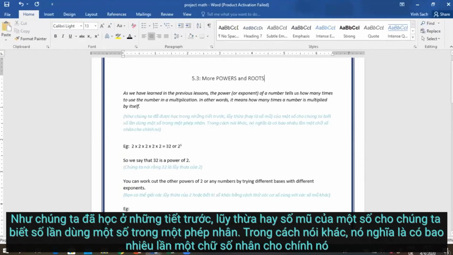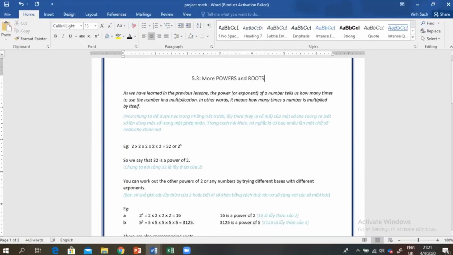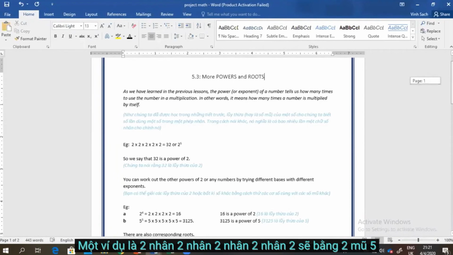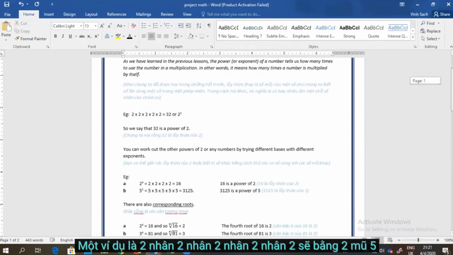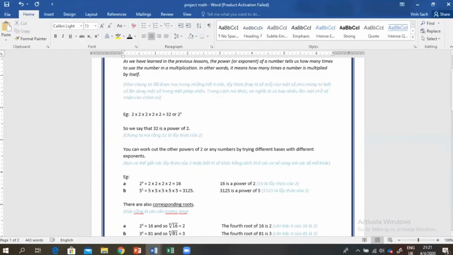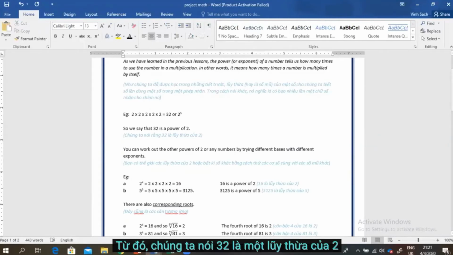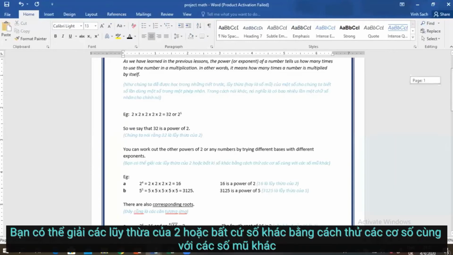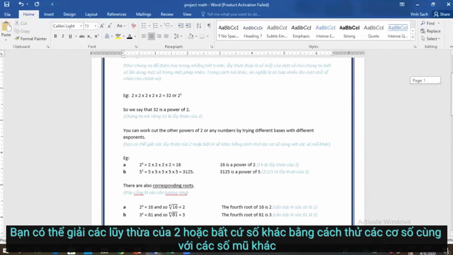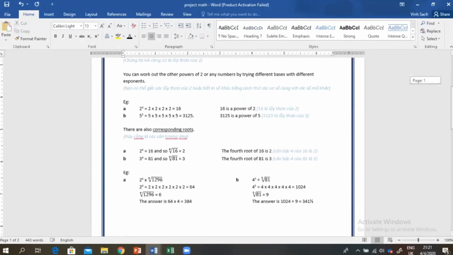As we've learned in the previous lessons, the power or the exponent of a number tells us how many times to use a number in a multiplication. In other words, it means how many times a number is multiplied by itself. For example, 2 times 2 times 2 times 2 times 2 equals 32, or 2 to the 5th power. So we say that 32 is a power of 2. You can work out the other powers of 2 or any other numbers by trying different bases with different exponents. These are the examples.